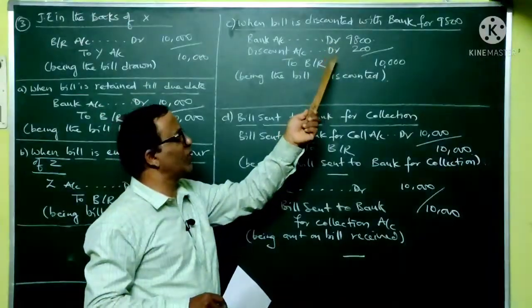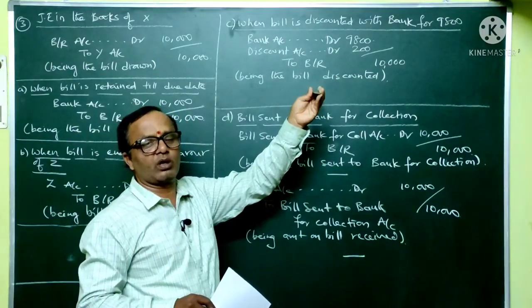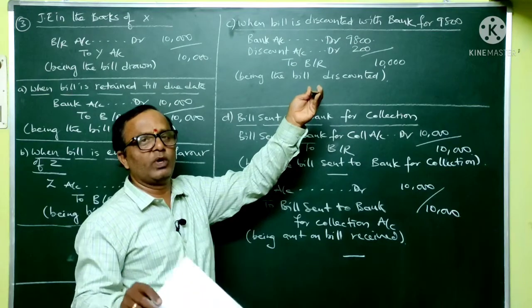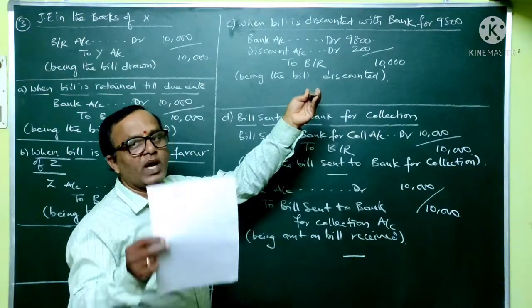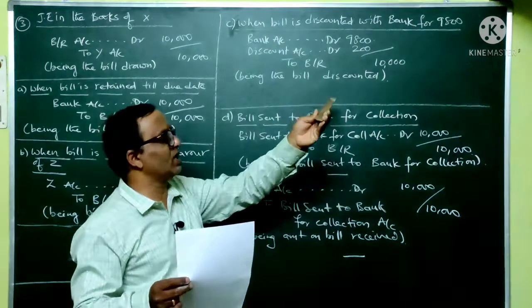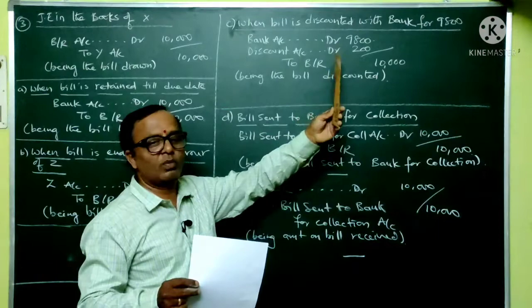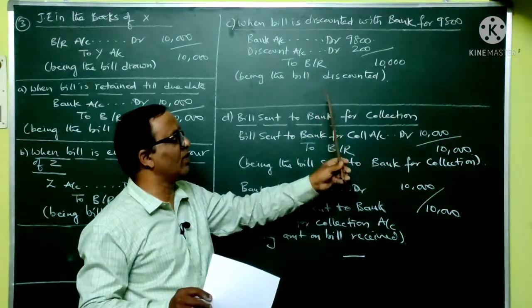Now observe, if this discounted bill is honored, will there be an entry in your books as the drawer? Simply think about the real situation. Who will make the payment? The drawee will make the payment. Who will receive the money? The banker will receive the money. So you are in no way concerned with that on the due date when it is honored. That means when a discounted bill is honored, there will be no entry in the books of the drawer. So there will not be any entry for that.